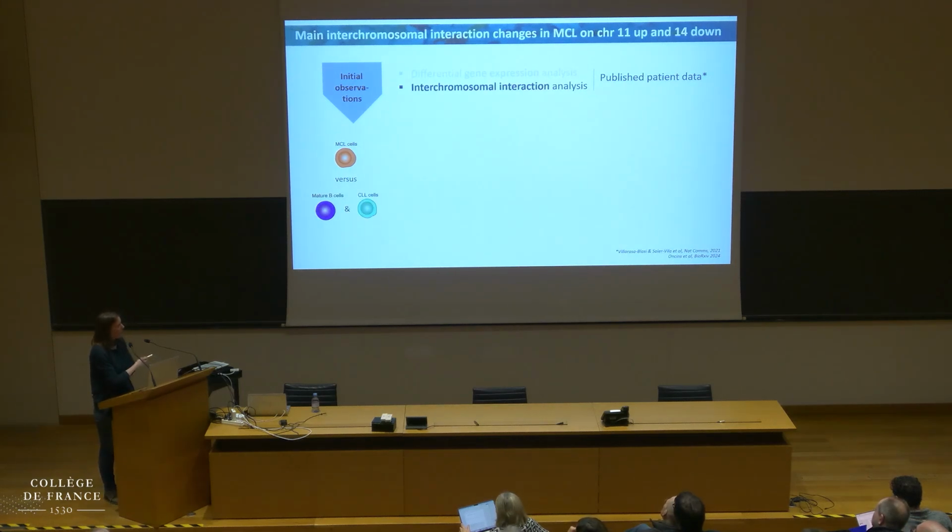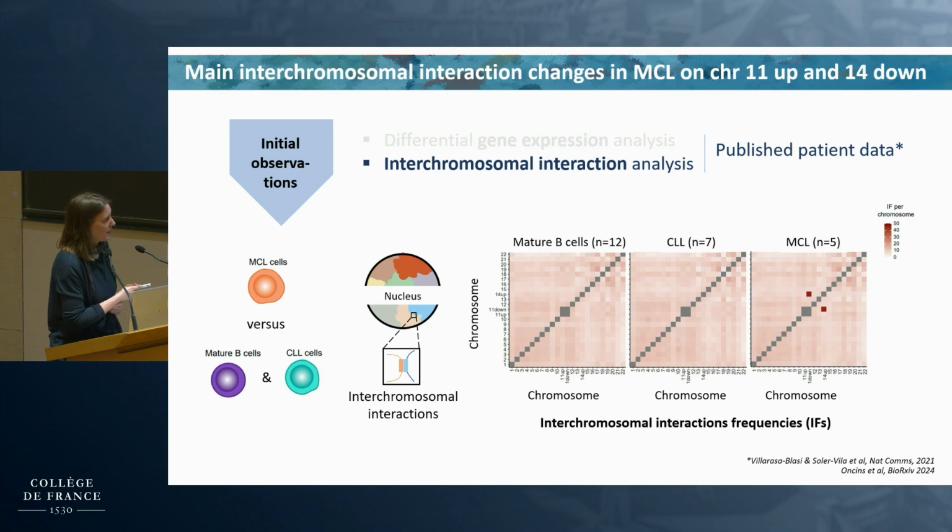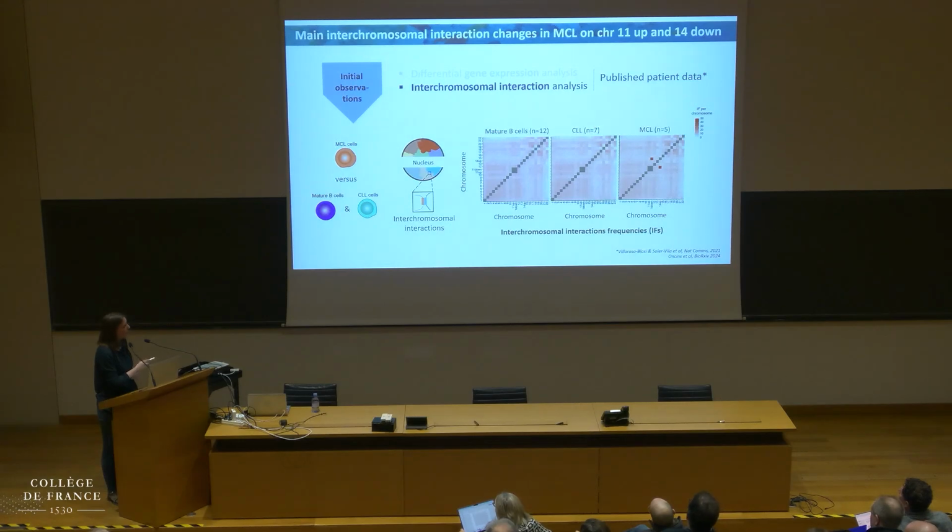Then we looked at the interchromosomal interaction profile. We compared mantle cell lymphoma cells with mature B cells and CLL cells. And here I would like to stress that normally Hi-C data, which is used to study chromosomal interactions, is used to look at intrachromosomal interactions. So we talk about promoter and enhancer loops, while here we basically try to understand it from the interchromosomal perspective, how chromosomes interact with each other. So we did this analysis. Here, for all the different cell types and samples that we have, we mapped the interactions from all the chromosomes to all the chromosomes.